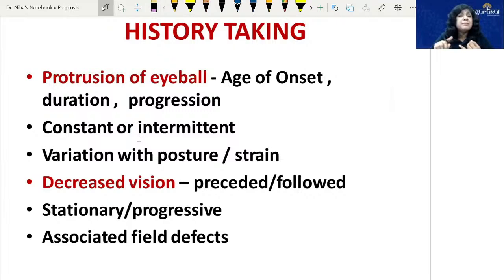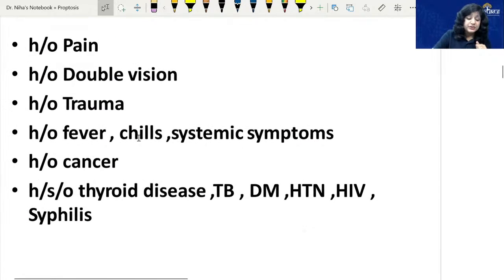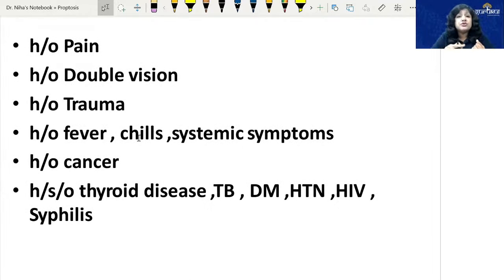That is again a very important thing, whether it is approaching the optic nerve or it is bypassing it. Is it stationary? Is it progressive? And the associated field effect. So the moment you answer these questions, I'm damn sure that 50% of your options will be ruled out there. Then you have to see if there is any history of pain, diplopia, very, very important.